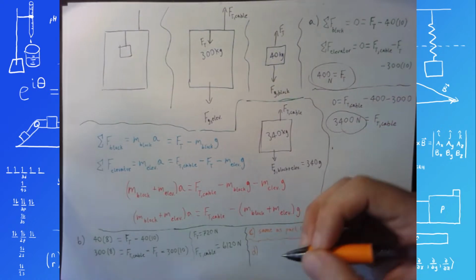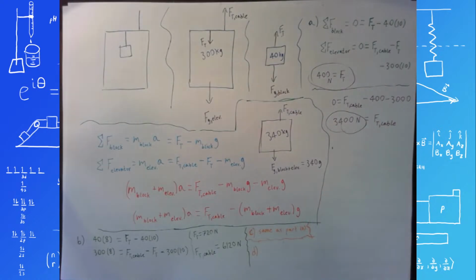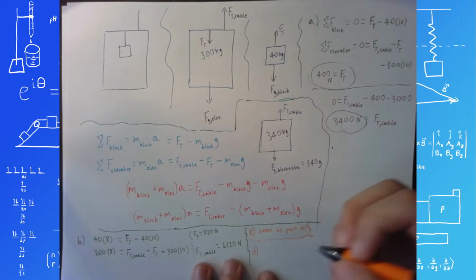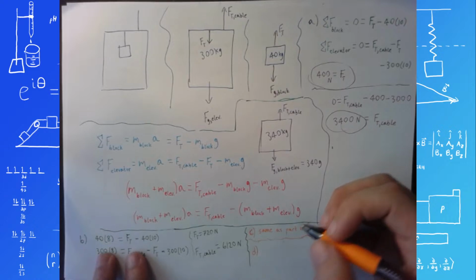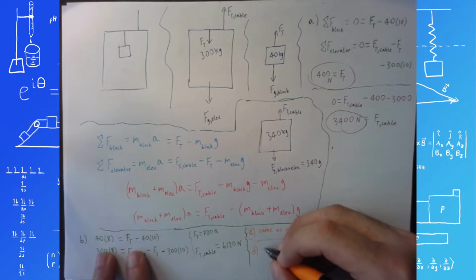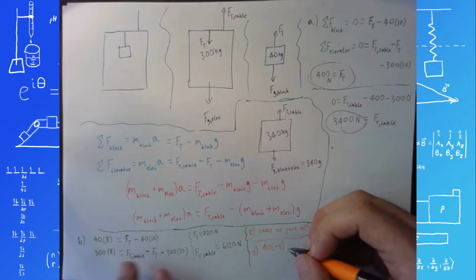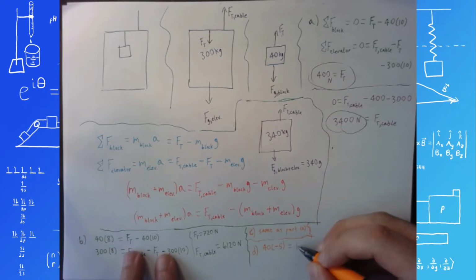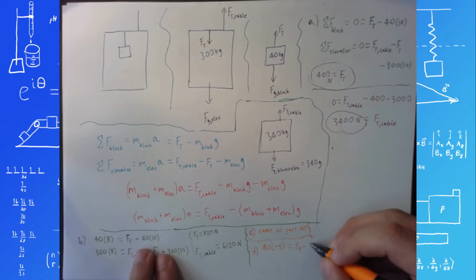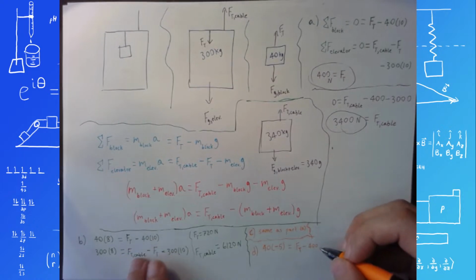And then part D. Part D says the elevator accelerates downward at a rate of 5 meters per second squared. So that's going to be an acceleration of -5. So just writing these net force equations again. Net force on the block equals the mass of the block times the acceleration. So 40 times, this time the acceleration is -5, equals the sum of the forces. Force of tension minus the weight of the block is 400. So tension in the rope minus 400.